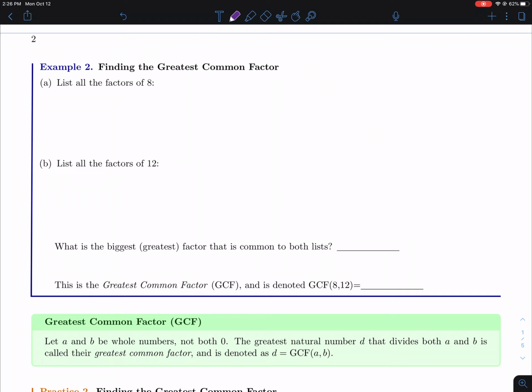All right, so did everybody do okay on least common multiple? All right, perfect. So again, let's do greatest common factor.